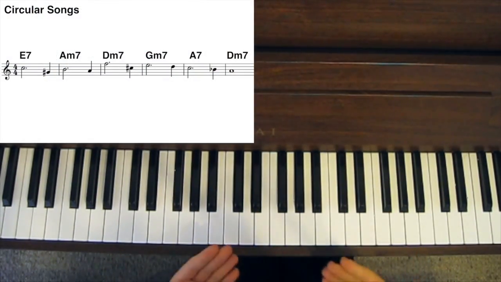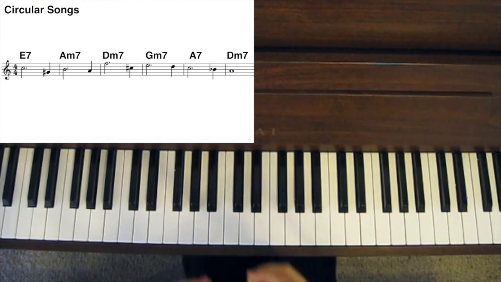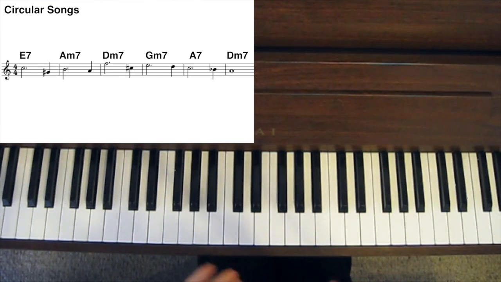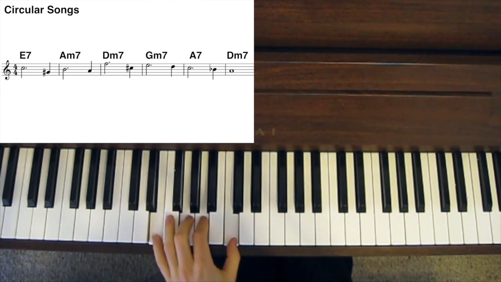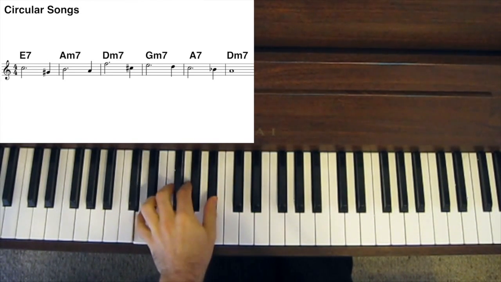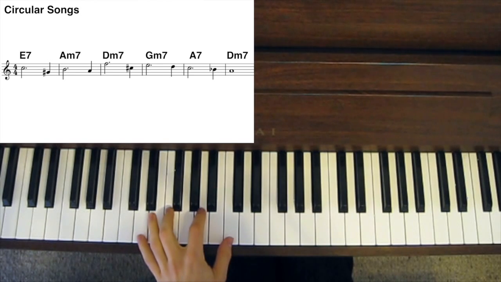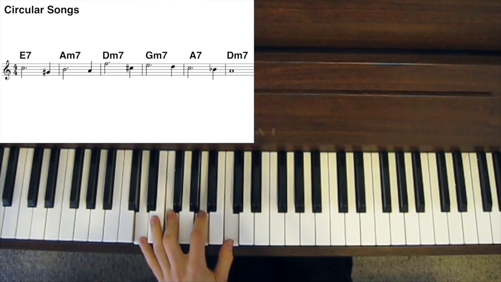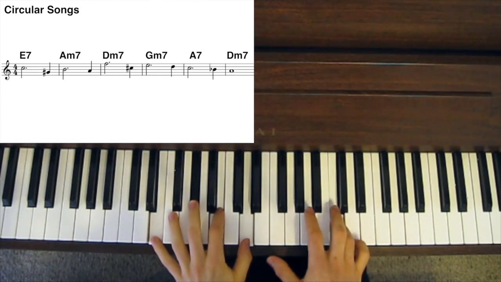So a circular song or progression intentionally avoids this kind of turnaround. So for example, let's take a chord progression that goes as follows. E7 to A minor 7, to D minor 7, to G minor 7, to A7, to D minor 7. And now let's say we have a melody on top of that chord progression that goes as follows.